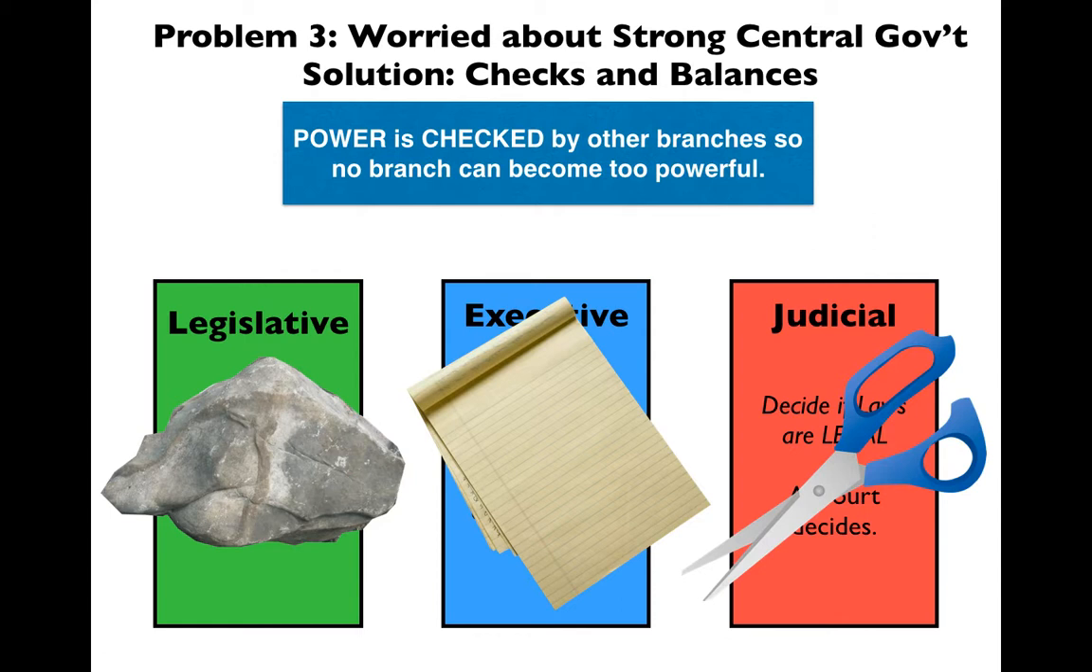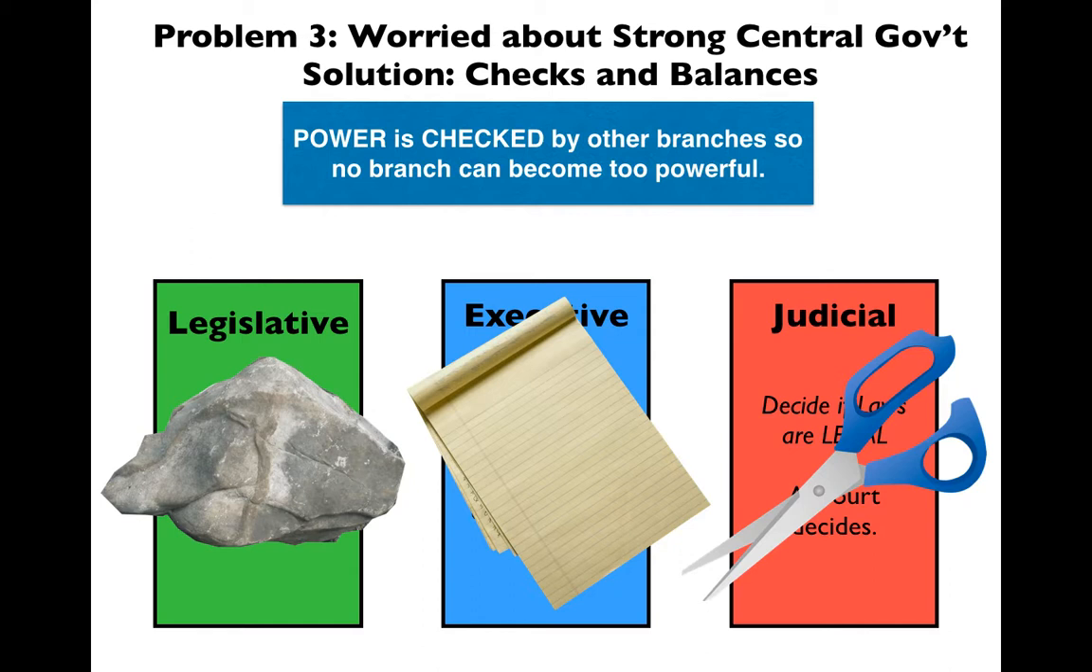It's like a giant game of rock, paper, scissors. If the legislative branch wants to pass a law, the executive, or the president, needs to sign off on it. And if the president wants to make a treaty with France, then the Senate has to approve it. If the executive wants to nominate someone to the Supreme Court, then the legislative branch has to approve it.